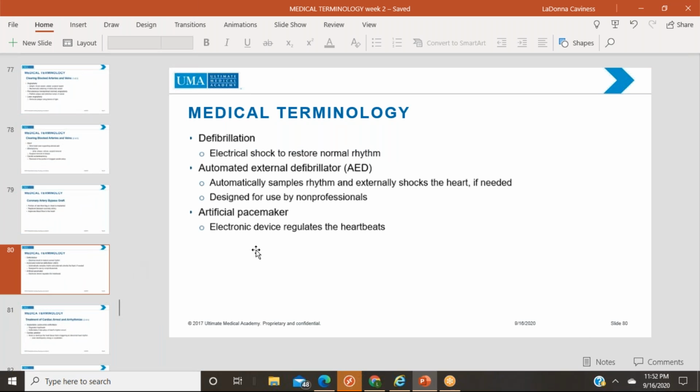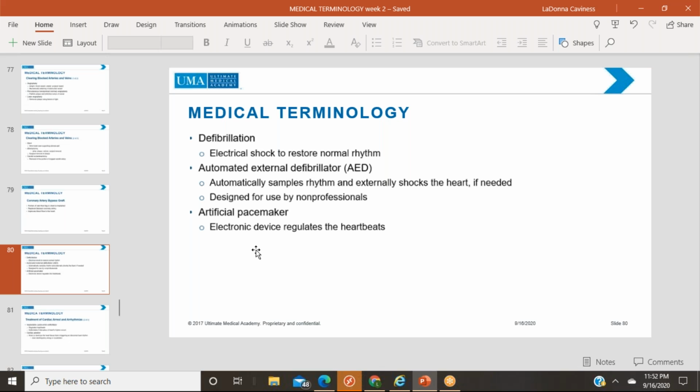Defibrillation. It's an electrical shock to restore normal rhythm. Automated external defibrillator, AED, automatically samples rhythm and externally shocks the heart if needed. Designed for use by non-professionals.